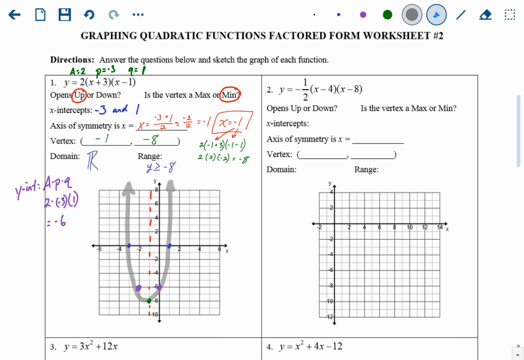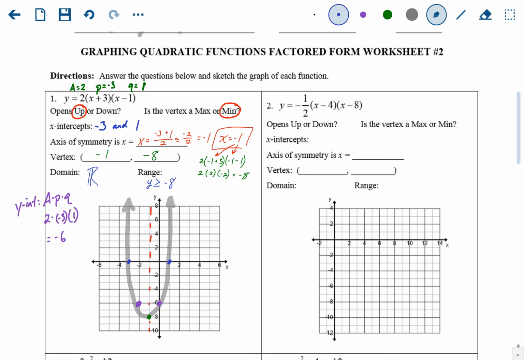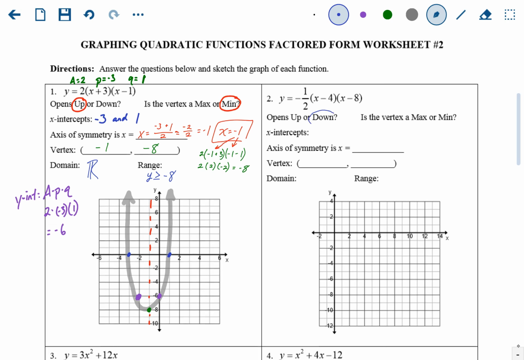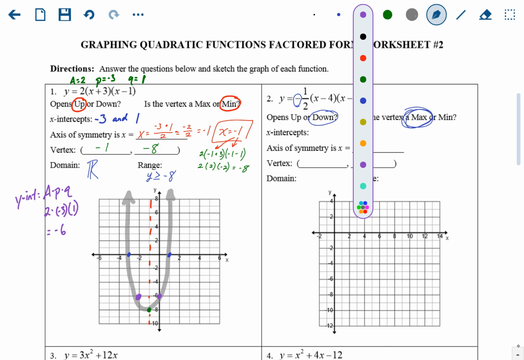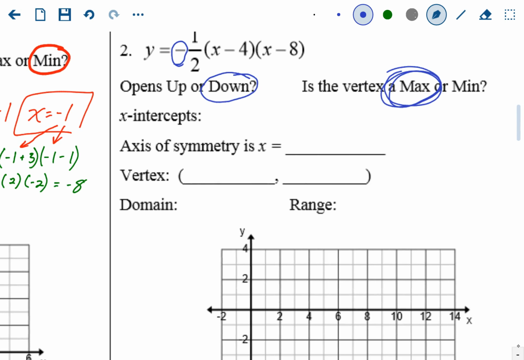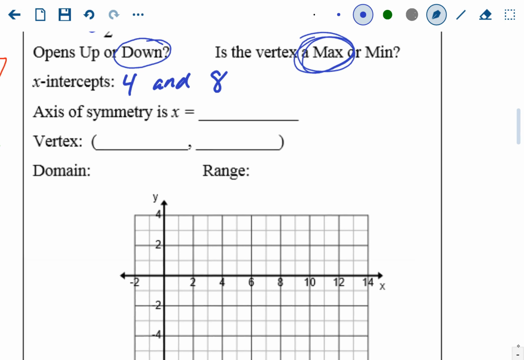Okay. Alright, second one I'm going to run through a little quicker, so this isn't a 40-minute video. It opens down because the A value is negative, which means it's automatically a maximum. The vertex is going to be the max. The X-intercepts on this one: we have negative 1/2 times (x minus 4) times (x minus 8). So our X-intercepts are going to be 4 and 8. We're going to go ahead and graph those now. Might as well start constructing it. 4 and 8.